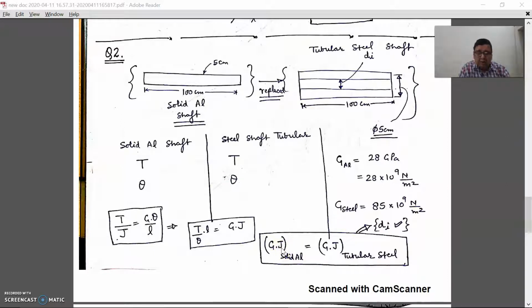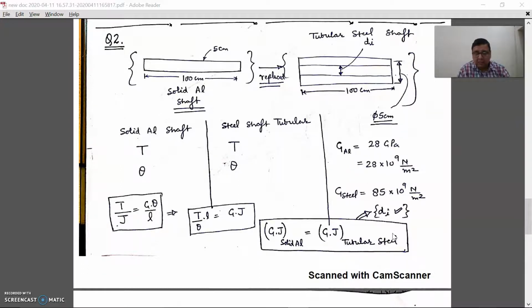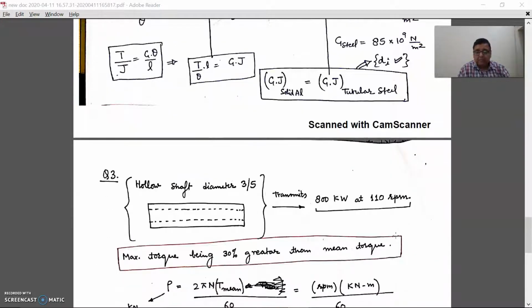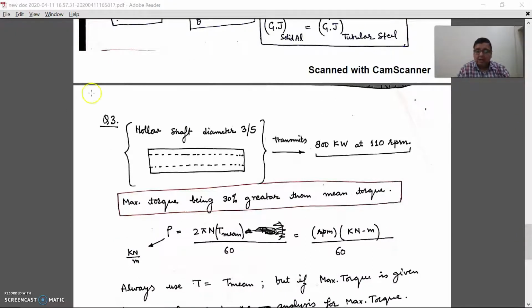If I compare, then the value of J I already know. For the solid shaft, J is equal to pi by 32 d to the power 4. For the hollow shaft, J is pi by 32 capital D to the power 4 minus small di to the power 4, and from this equation we'll get the value of di, right? So it is a very simple question, and I don't think there is any problem in this numerical, right? Okay, let us try to solve the third numerical.